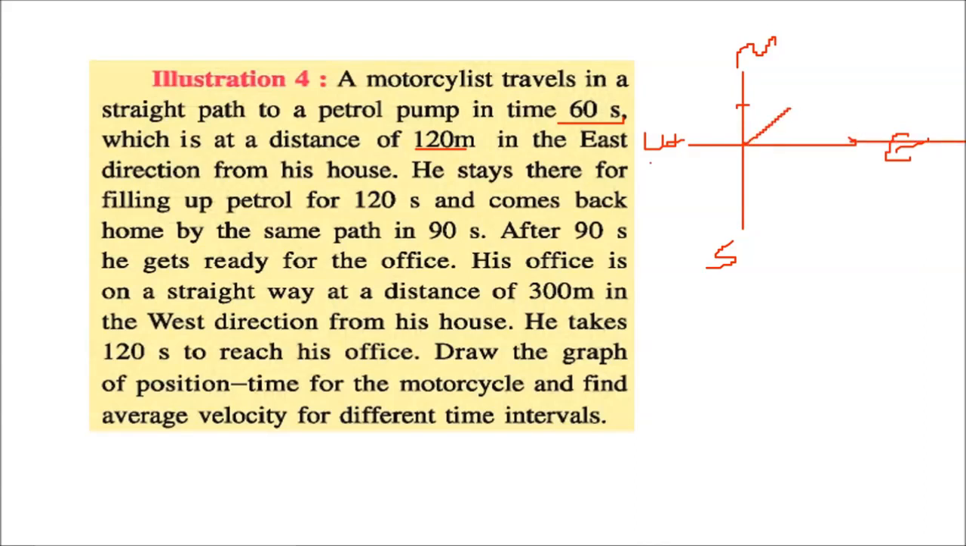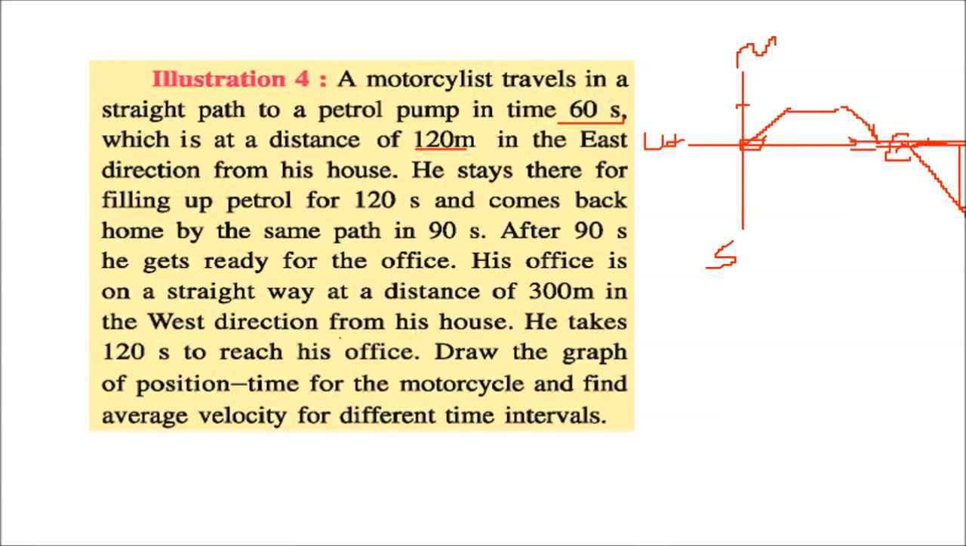The next is he stays there for filling up petrol for 120 seconds. So for 120 seconds he stays, and comes back home by the same path in 90 seconds. So he comes back again to this 0 distance, in another 90 seconds. After that he gets ready for the office. His office is on a straight way at a distance of 300 meters in the west direction from his house. So he stays there for some time and then starts again for his office, in the west direction. He takes 120 seconds, from here to here.